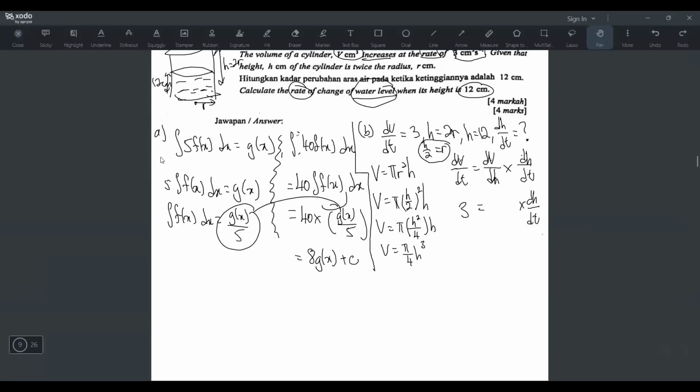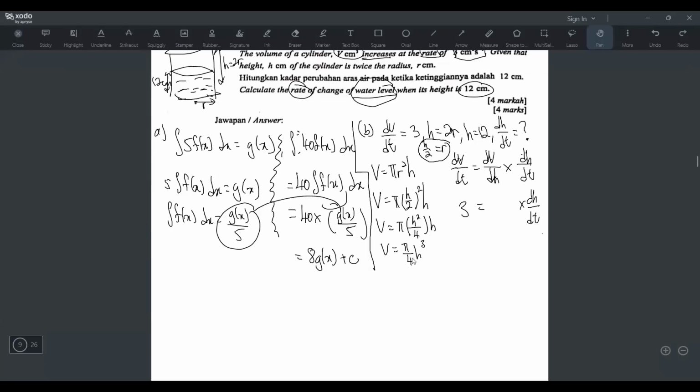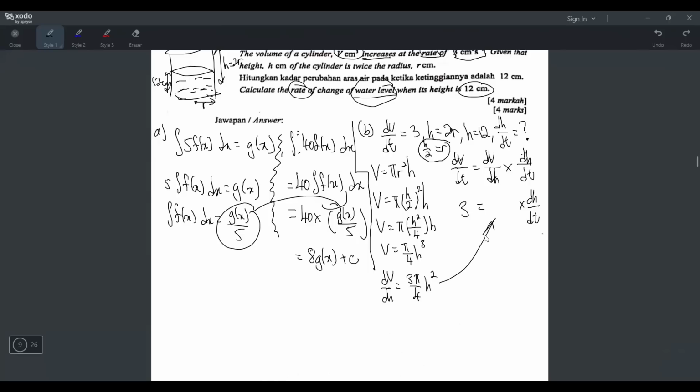The reason why I write it in such a way is that it is easy for me to differentiate. I make sure I can see the power and the number before. So now we can differentiate, and after differentiating we can sub inside. But after you differentiate you have to sub H first. 3 times pi over 4 is 3 pi over 4, and then power minus 1, so it becomes H square. But don't sub inside first. You have to make sure you sub the H first.